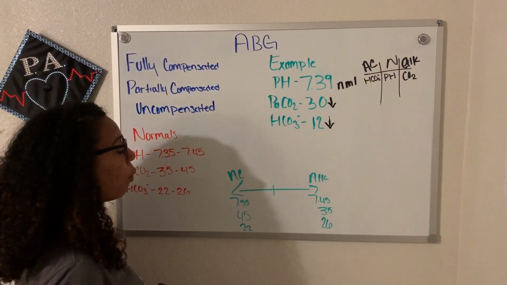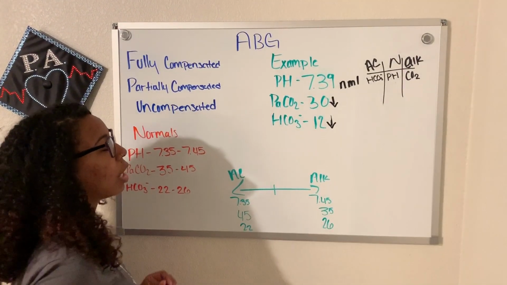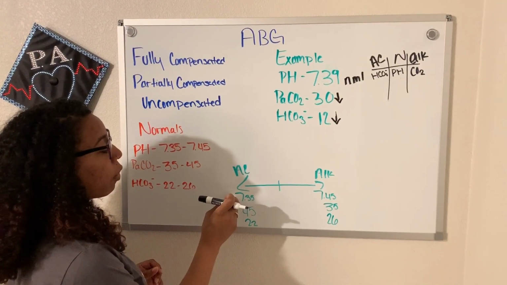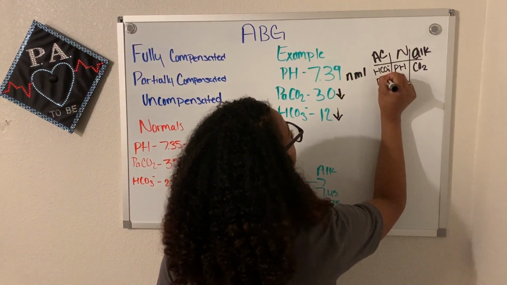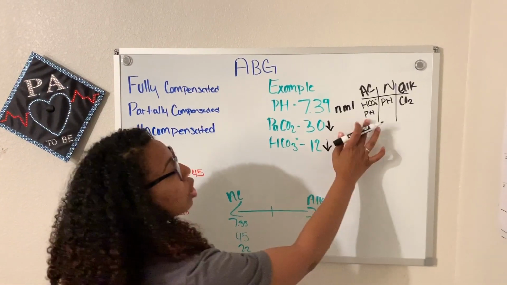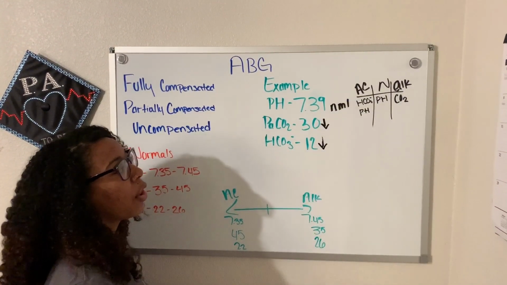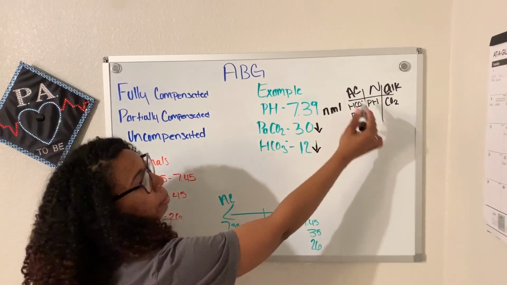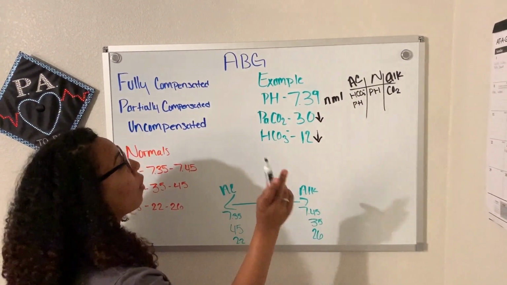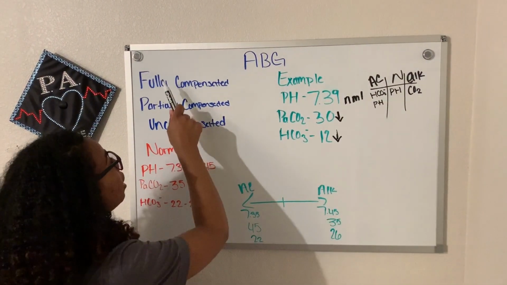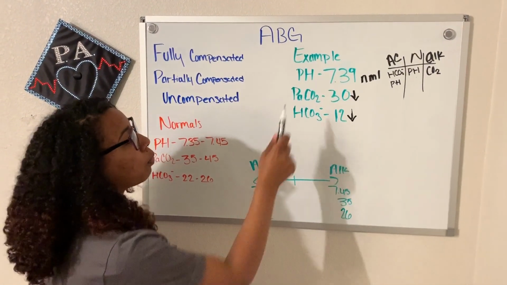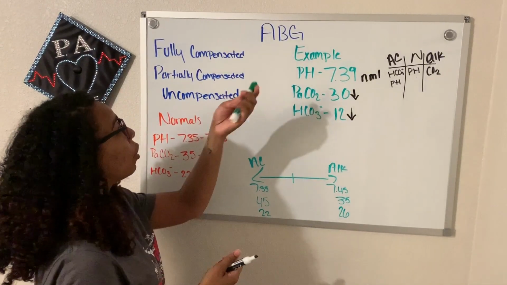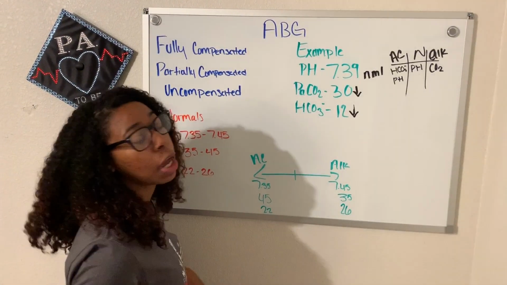Alrighty, so where is our pH lining? It's lining more over here on the acidic side, so here it is. Alrighty, so since the pH is on this side, that makes it metabolic acidosis. Now, is it fully, partially, or uncompensated? Well, what's normal? Our pH, which means fully compensated.